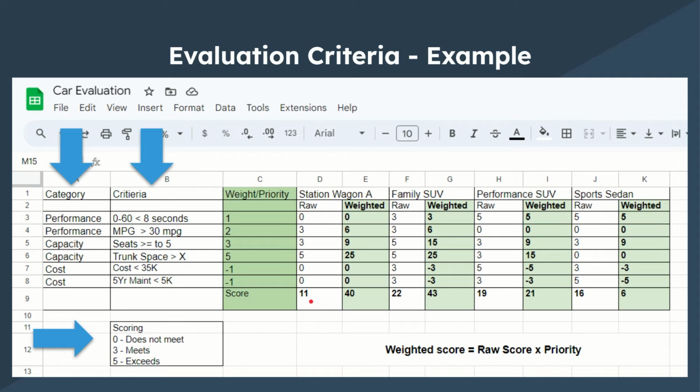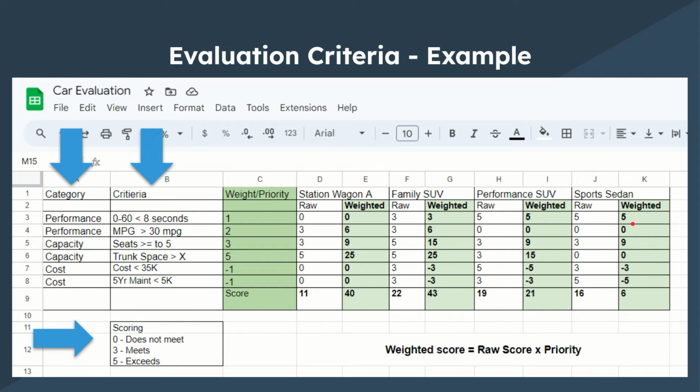But this is prior to the scores being weighted, meaning that the things that are most important are not showing as more valuable. So if you look at the sports sedan, it's the fastest car. It goes really fast, apparently. And so it got a really high score on that. But that's not a super important criteria.